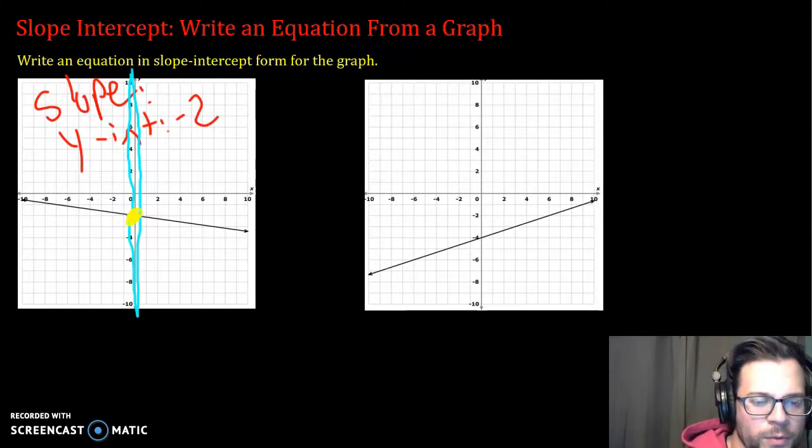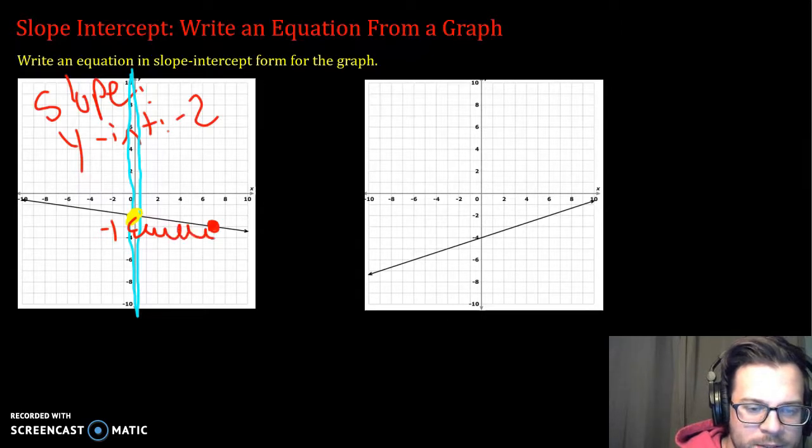Now to get your slope, it's much easier to remember how to calculate slope when you are moving left to right. So to go from this point to our next one, which is right here, we are moving down 1 and over 1, 2, 3, 4, 5, 6, 7. Over 7. So our slope is -1 over 7.